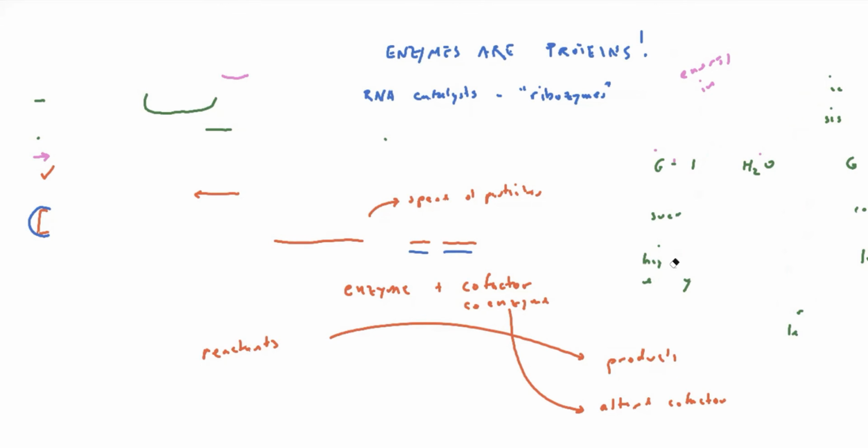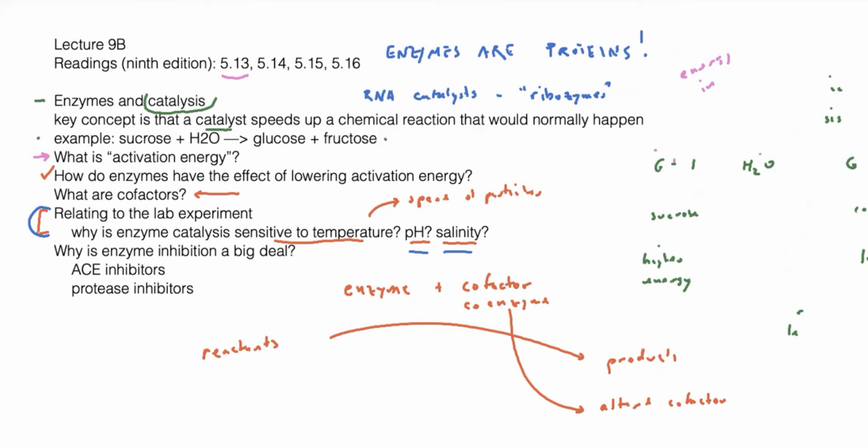I'm going to erase some of this. I'm not going to erase this, I'm just going to go to a different whiteboard. Okay, and we'll talk about those two that I had described there. One being an ACE inhibitor, which basically means it's an angiotensin converting enzyme.